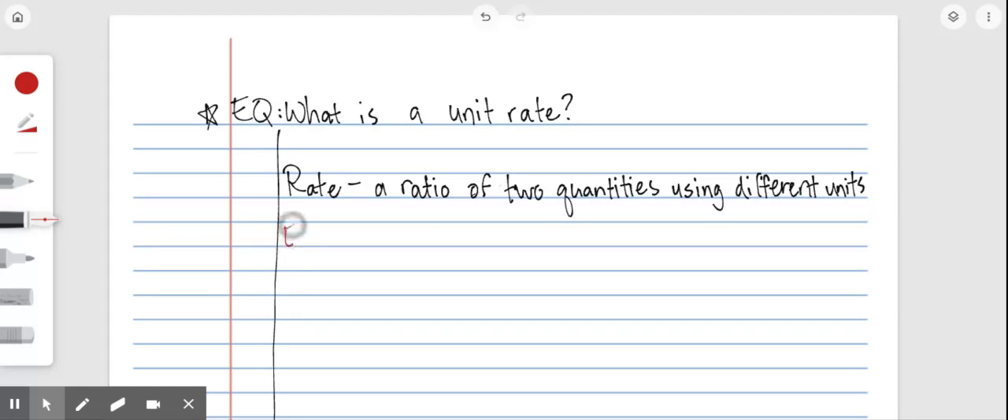For an example, if I told you that I went to the store and I bought 4 pizzas for $24, the rate would be 4 to $24, because I've used two different units. The first unit is number of pizzas, and the second unit is amount of money. So this is a rate that has a pizza number and a money number.